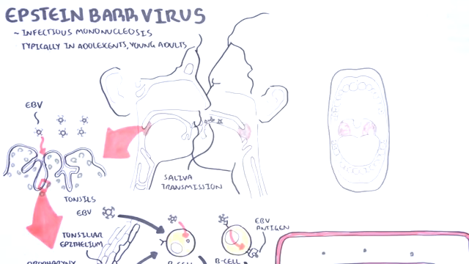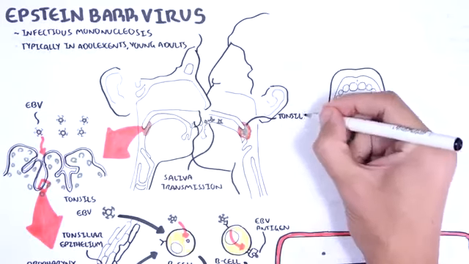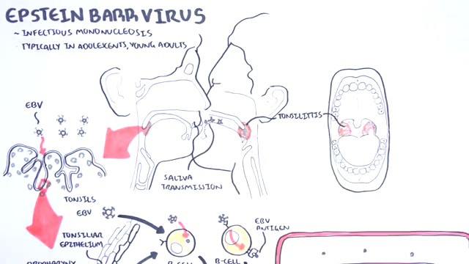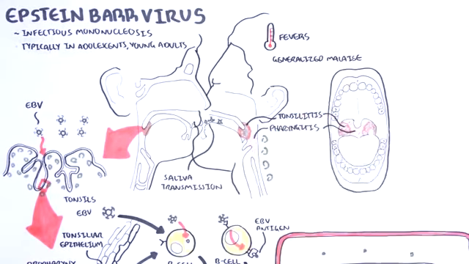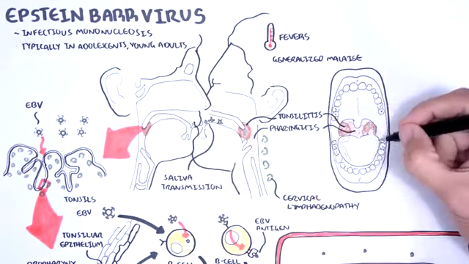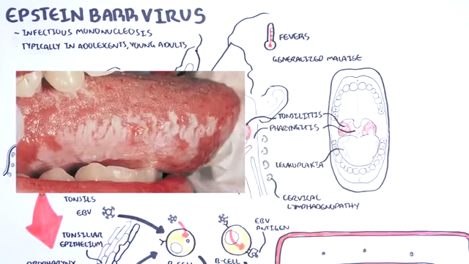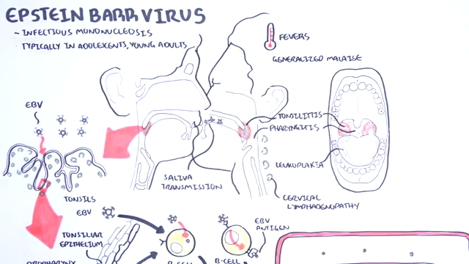The clinical features of infectious mononucleosis include tonsillitis, pharyngitis, fevers, generalized malaise, lymphadenopathy, hepatosplenomegaly, and leukoplakia. Here is an image of a tongue with leukoplakia. Note the whitish grayish patches on the side of the tongue. The tonsils are typically covered with an extensive grayish white exudate. The tonsils can be so large they can compress the airways.